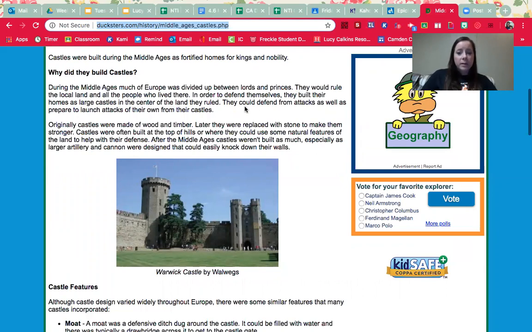They could defend from attacks as well as prepare to launch attacks of their own from their castles.